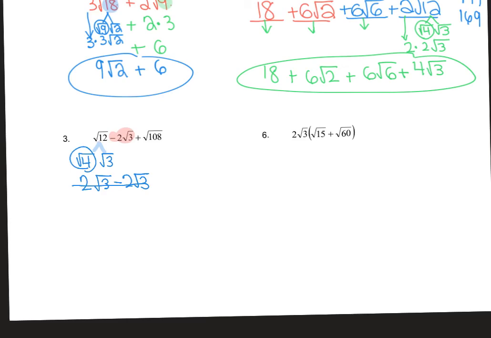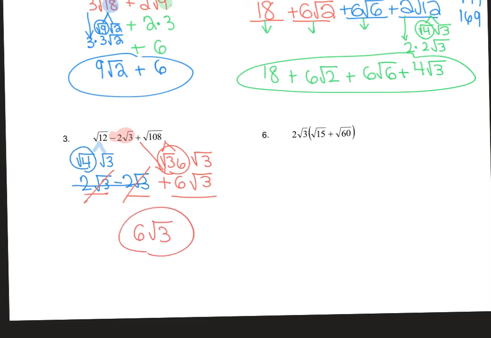And then we just have to see what happens with this 108. So 108, I believe that's 36 times 3. So 36 times 3, 36 turns into a 6. Root 3, it's a plus. All right, so we had 2 root 3 minus 2 root 3 plus 6 root 3. The 2 root 3's knock out, and it leaves me with 6 root 3. And I'm all done.